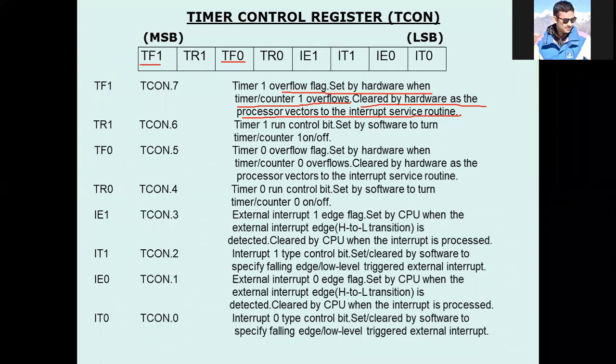Whenever a counter operation or timer operation has been assigned to the 8051 microcontroller, what is expected from the microcontroller? It is expected that after the execution of the task, the microcontroller will let us know that, okay, मेरा हो गया, काम हो गया, खत्म, आपने जो काम दिया था मैंने खत्म कर दिया, it is done.